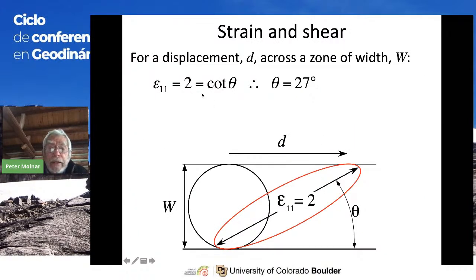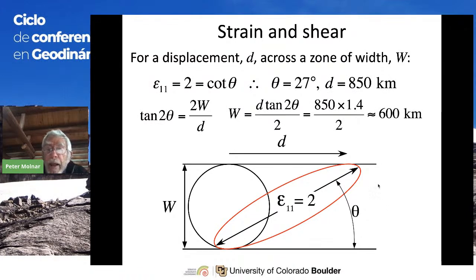Well, let's go back to this. If we put a strain of 2 in with a cotangent of theta, then we get an angle of theta equal to 27 degrees in here. That's a rather large number. But if we say, well, we know the displacement, and we go back to this formula, and we put 850 kilometers in here and calculate what the width would be, assuming 27, we get a 600 kilometer width.